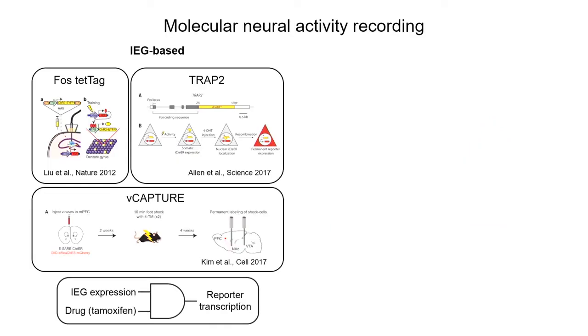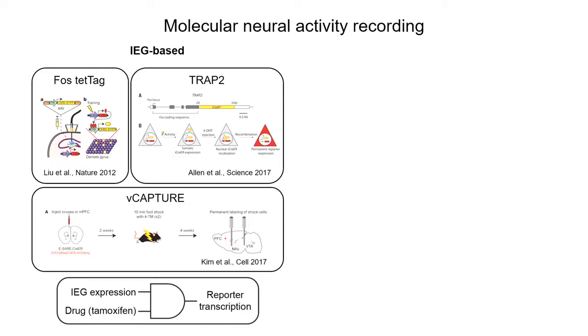Again, you can classify these types of tools into two groups of what we have right now. The first is immediate early gene-based tools, such as the FOS-TET tag or the TRAP2 mouse, for example. In this case, you have an immediate early gene promoter, so c-Fos or Arc, and this drives expression of a transcription factor or a Cre recombinase.